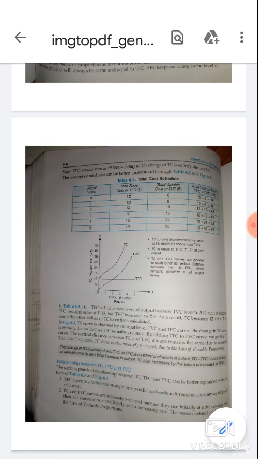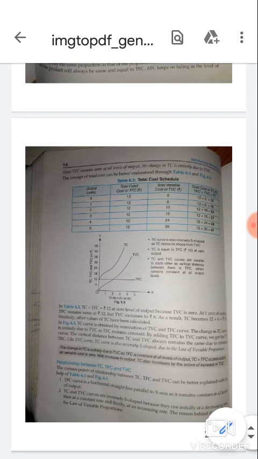Now, what is the total cost? If you add total fixed cost and total variable cost, it becomes total cost. Or we can say, in another word, all total expenses incurred by a firm for producing total units of a commodity is called the total cost. Total cost is simply the sum of TFC plus TVC.